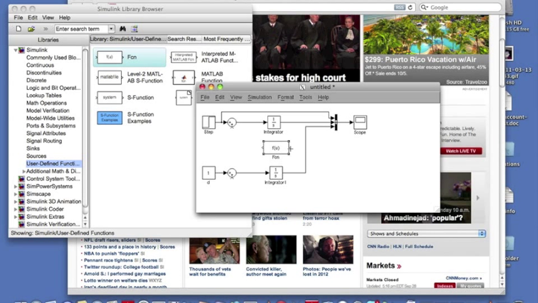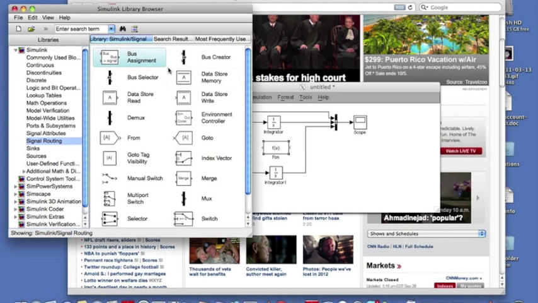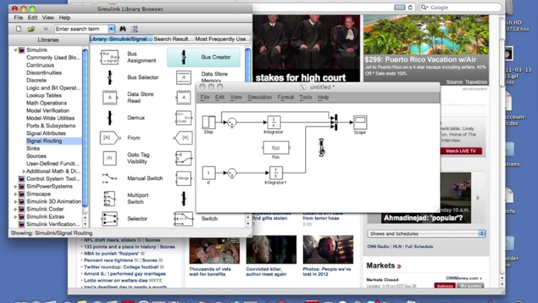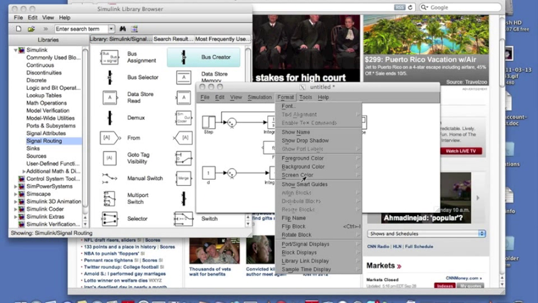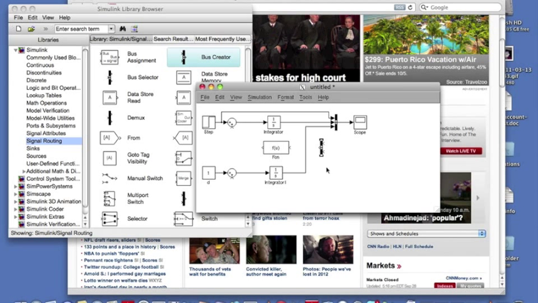But there is only one input, it needs to have two inputs, and how do we handle that? So for that we use this thing here, the signal combining block. So let's go to signal routing, bus creator, and we flip that around. And let's stick it in here. The input goes like so.